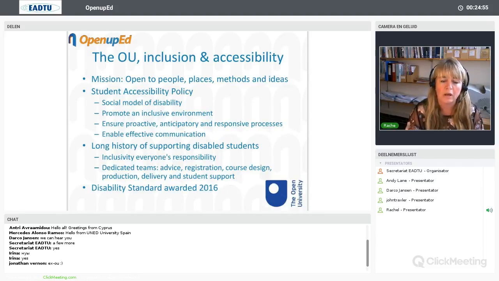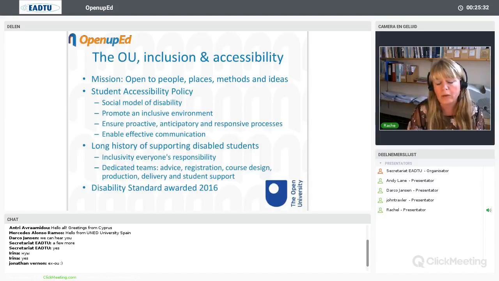And I think it's fair to say that the OU has a long history of supporting disabled students. So I think we are moving now towards a realisation and a growing awareness that inclusivity is everyone's responsibility who works in the OU. It's not just down to specialist teams. And I think we are starting to see that shift happening. But we do also have lots of dedicated teams that offer advice about registration, and also in designing, producing and delivering courses, and a lot of personal support that I'll come on to in a minute.